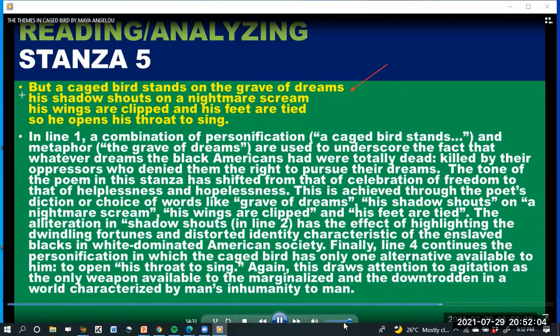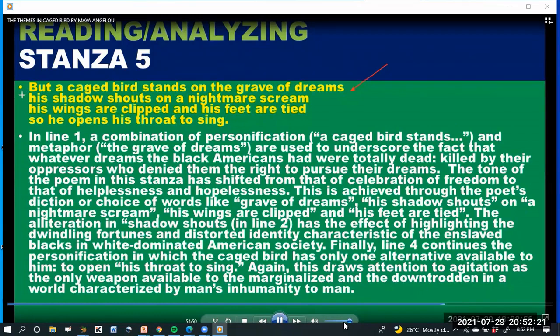But a caged bird stands on the grave of dreams. The dreams are already dead. You only have the grave, buried in the grave. But a caged bird stands on the grave of dreams. His shadow shouts on a nightmare scream.